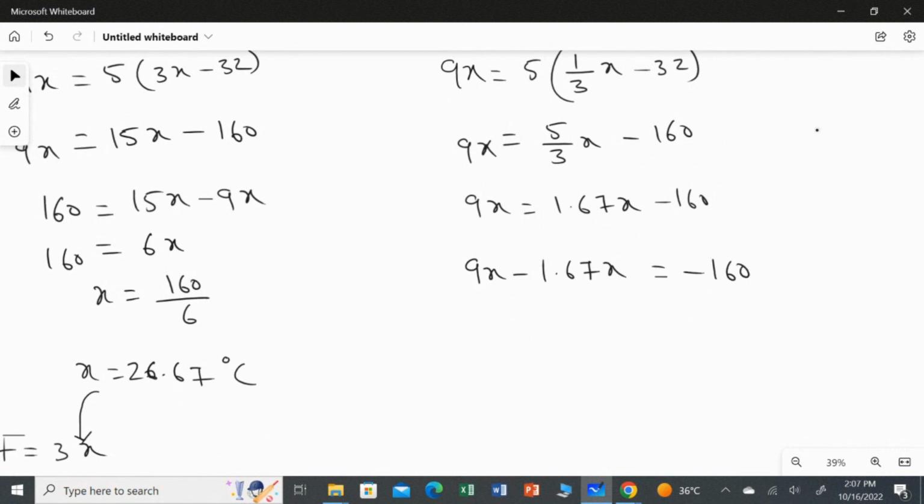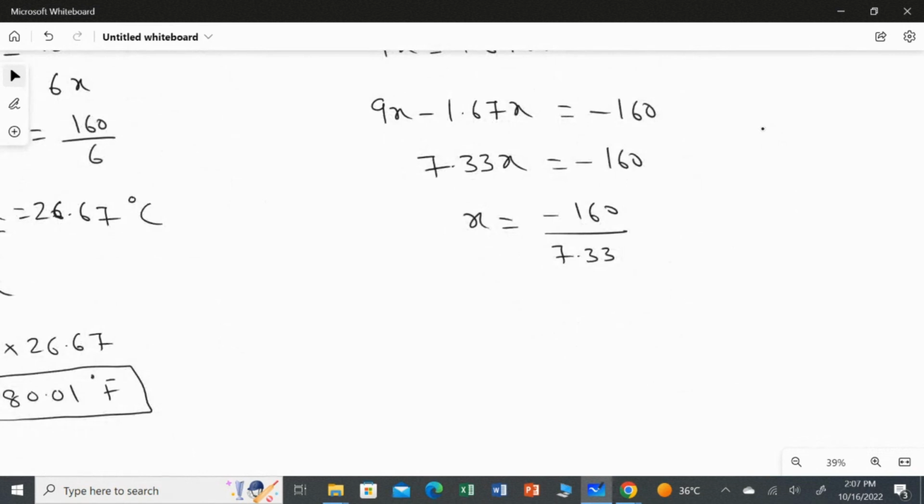So 9 minus 1.67 gives 7.33x, which is equal to minus 160. Therefore, x is equal to minus 160 divided by 7.33. So minus 160 divided by 7.33 gives us 21.82 minus, x is equal to minus 21.82. Again, the unit is degree Celsius.